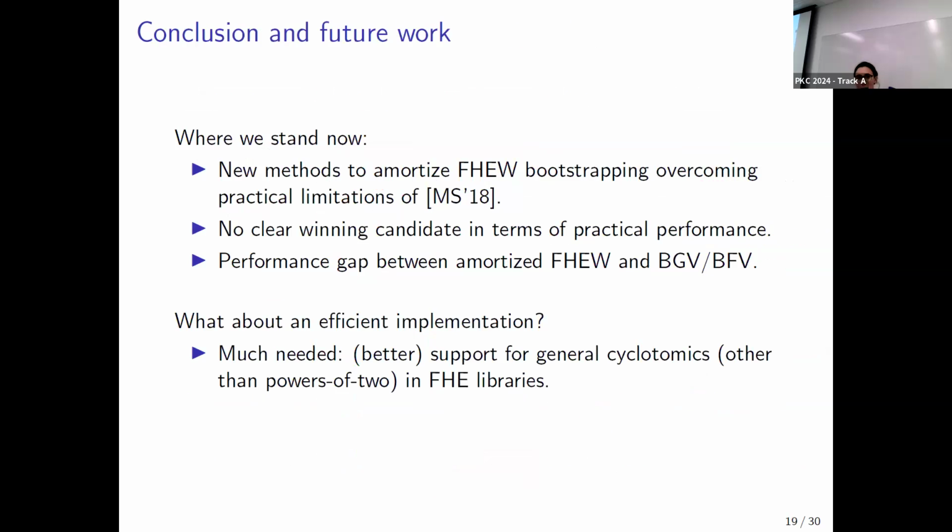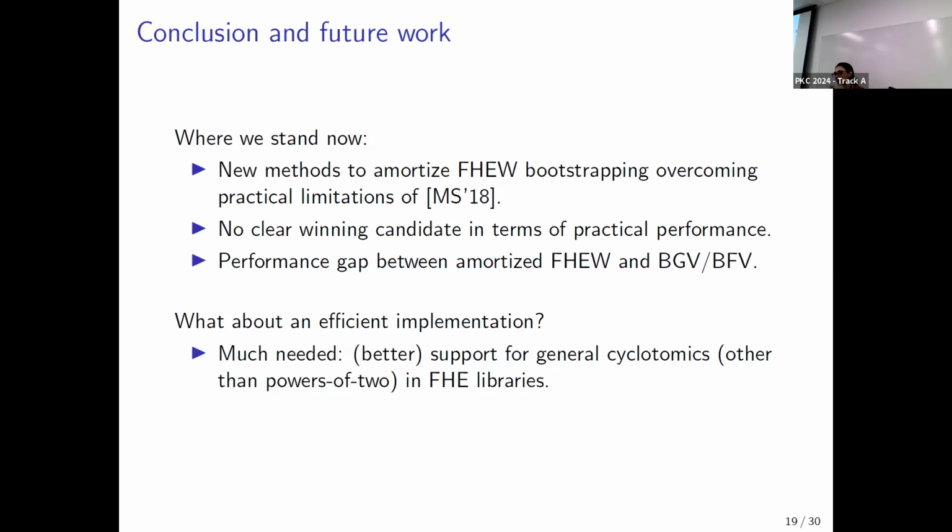So basically, where do we stand for amortized bootstrapping? There's been a lot of work. There are a lot of ideas that came out last year. New methods, ours for example, but also the more algebraically structured papers that came out later that year. But there doesn't seem to be yet a defined winning candidate for practical performance in particular. So we still have this performance gap between amortized Q and BGP BFE, which we're trying to reduce, but we're still not there yet.